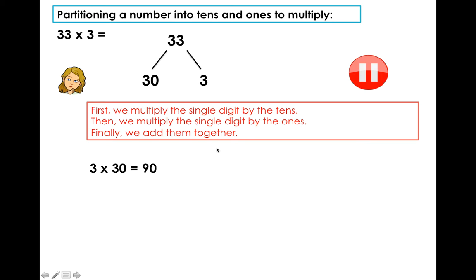Brilliant. Our next step then was to do 3 times the 3 ones to give me 9. Oh, I'm sorry about that mistake there. It should definitely be 3 times 3 equals 9, shouldn't it? Okay, then finally I add the two amounts that I've got together. So 90 add 9. Again, sorry for that mistake. It should definitely be 3 times 3 equals 9, not 3 times 33 equals 9.